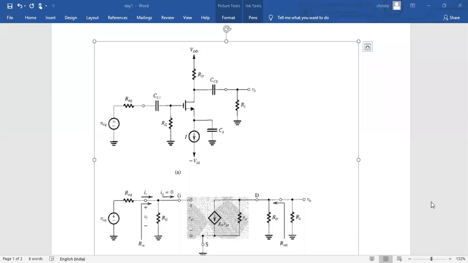Video 2, continuation of the common source amplifier circuit without source resistance. In the previous video, we briefly discussed this circuit. CC1, CC2 and CS provide high impedance. The range of these capacitors is in the microfarad range or tens of microfarads.